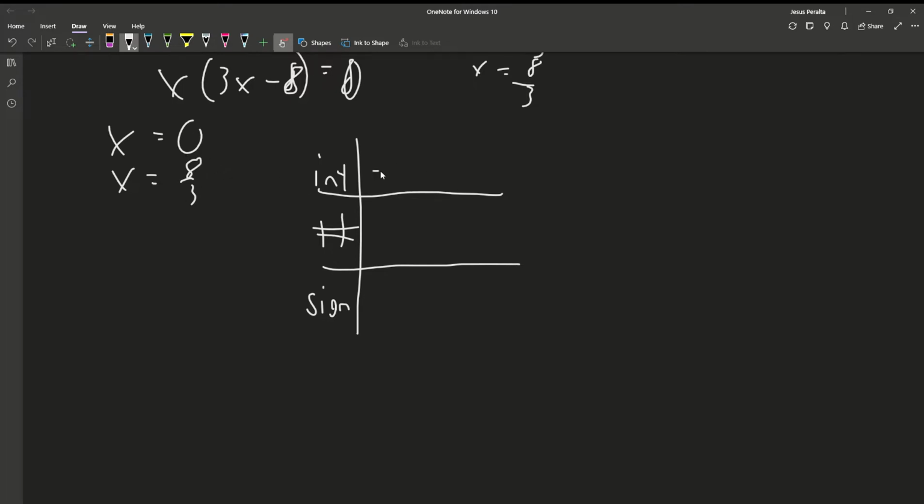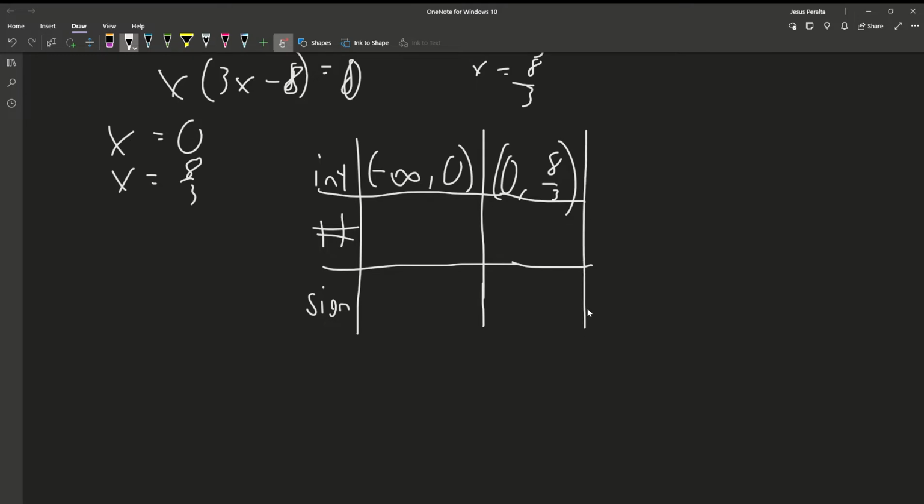Then we're going to put in our intervals. So it's going to be negative infinity to 0, since 0 is smaller, it would reach 0 first, which is one interval. And then afterward, we will have from 0 to 8 over 3. And then we are going to have 8 over 3 to infinity. My infinity looks really bad. Just hang in there with me.